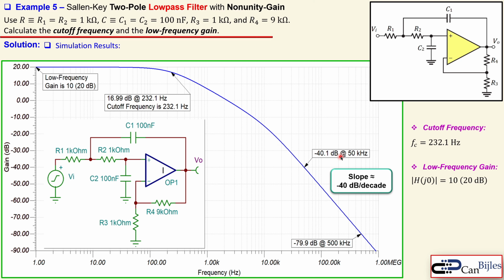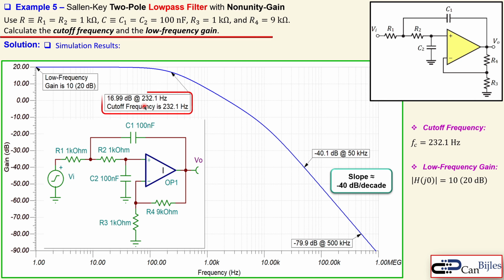If I look at the 50 kilohertz, I will have approximately minus 40 dB or minus 40.1 dB. If I now go to the 500 kilohertz, so 10 times larger in frequency, I almost go to minus 80 dB. So this is a decrease of almost 40 dB. That's why we have it minus 40 dB per decade.